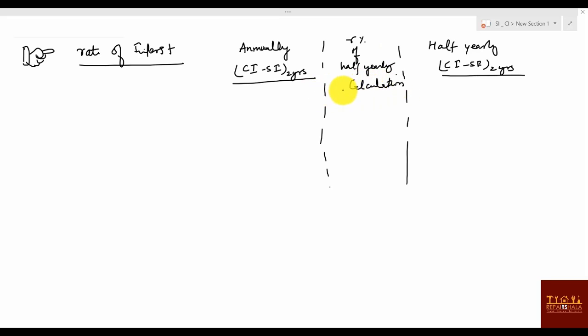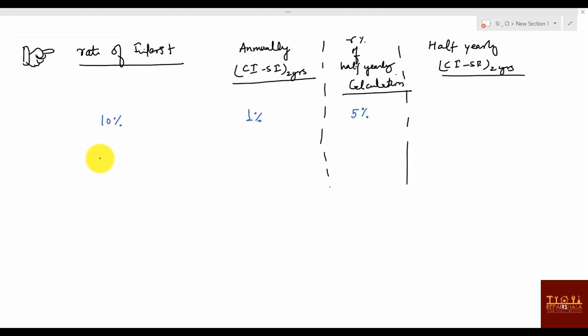Let's look. Suppose the rate of interest is 10%. 10 will become 21, the CI value is 21% and the SI value is 20%. So the difference will be 1%. But when this rate of interest is 10% per annum and you do the half yearly calculation, this will become 5%.